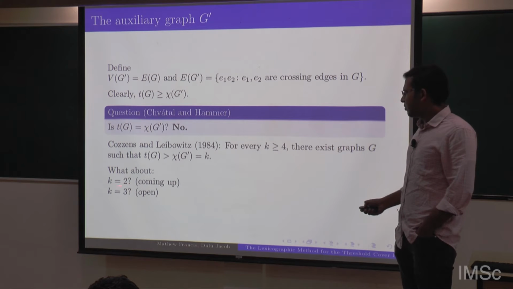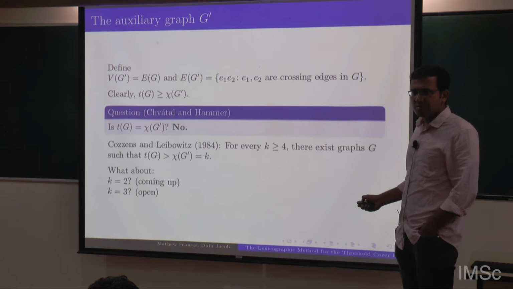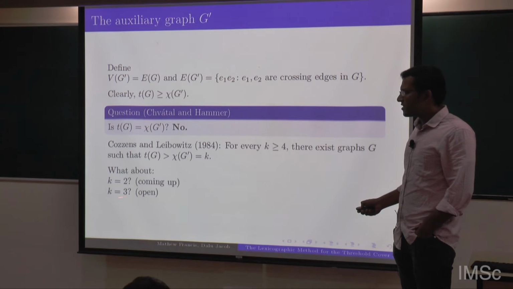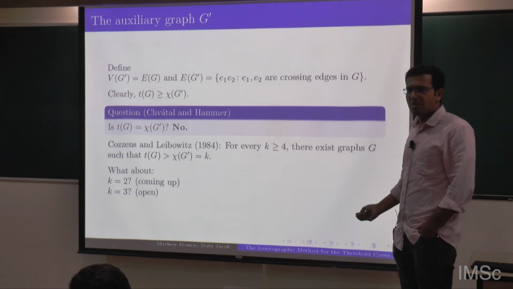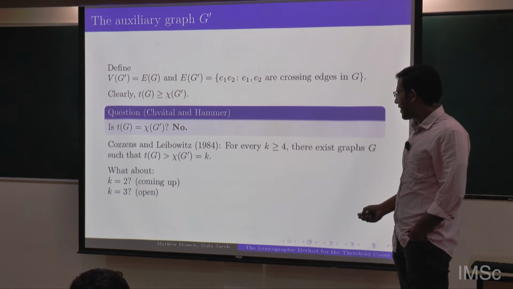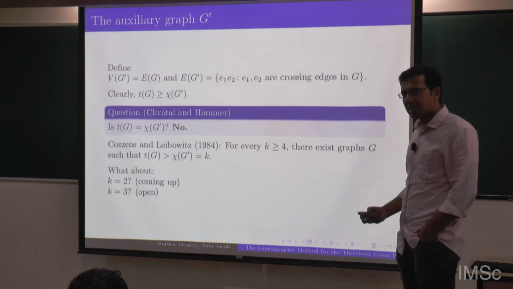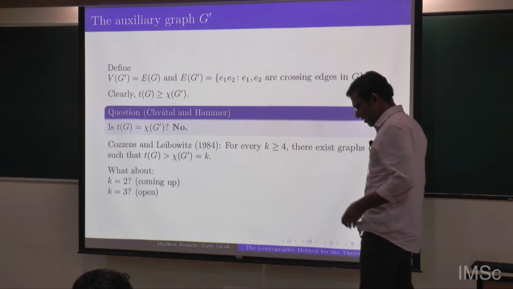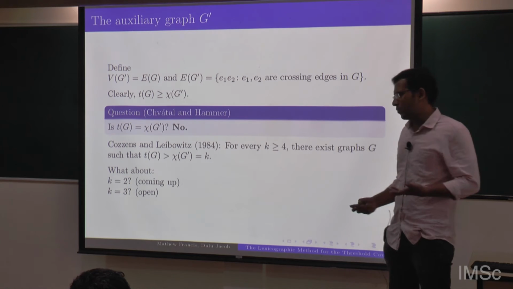So what about k equal to 2? That is what this talk is about. The k equal to 3 case is still open. It's unknown. So we'll focus on the k equal to 2 case now. When does a graph have a threshold cover of size 2?